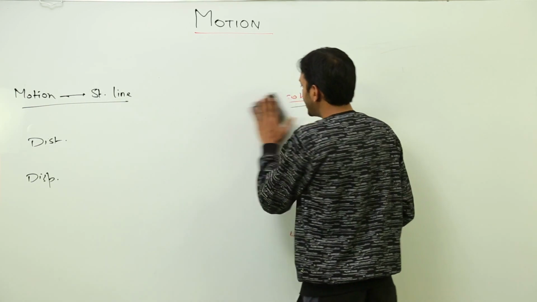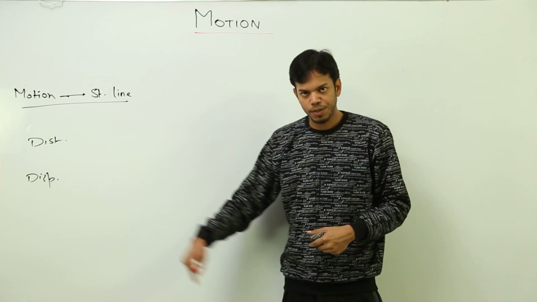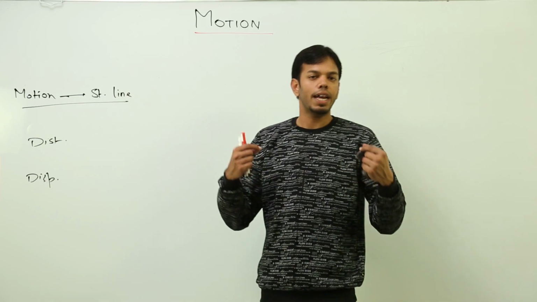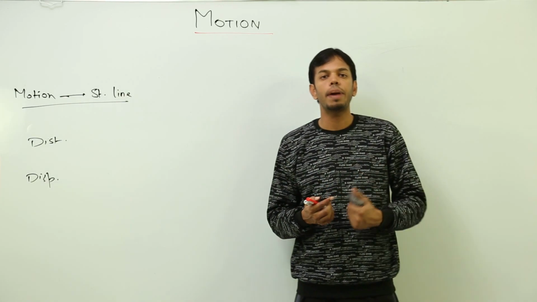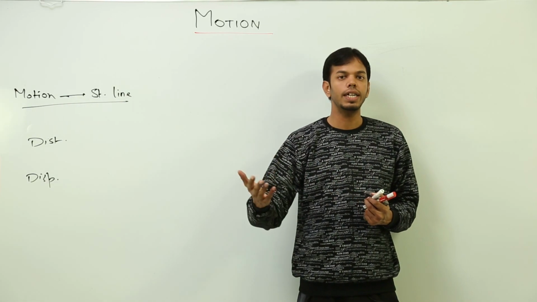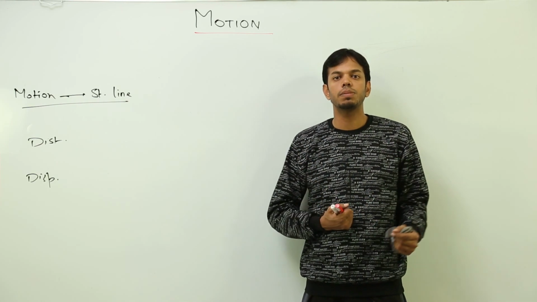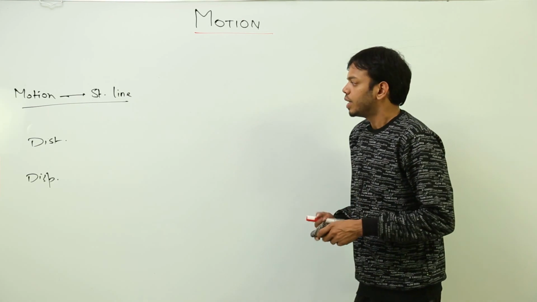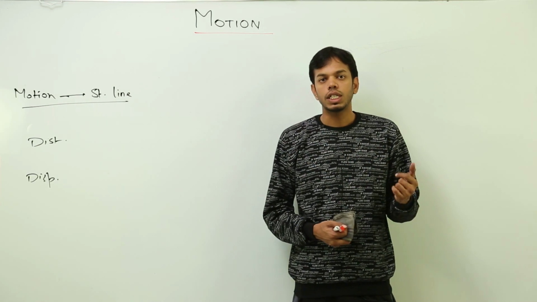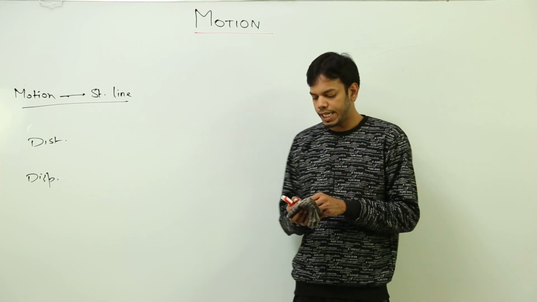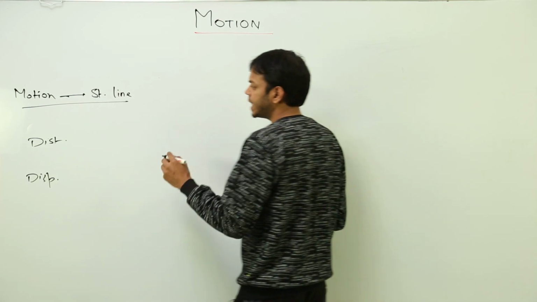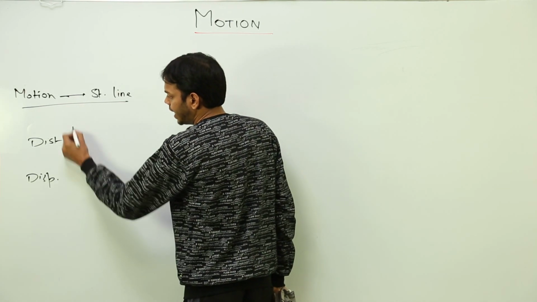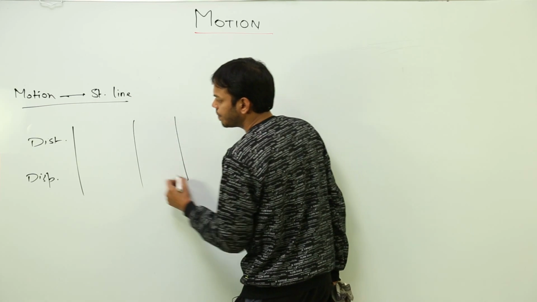So if I am taking 2 steps forward and 2 steps backward, that means the distance covered by me is 4 steps, 2 front and 2 back. But the displacement is, I'm back to the original position, so the displacement would be 0, right? So distance and displacement have a very basic difference that I'll mark out.